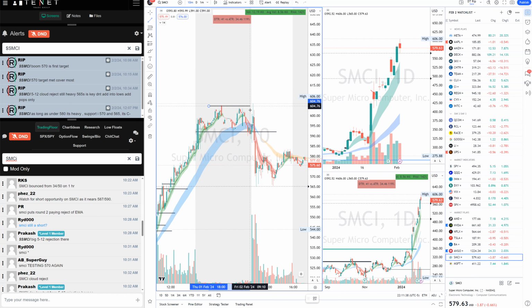And SMCI was never really confirmed long, because a candle never made a lower high or higher high or higher low over 600. So that was SMCI, guys. Beautiful short, and then it double bottomed and bounced, and you could have taken that 512 later in the day, but that was SMCI. Nice trade.